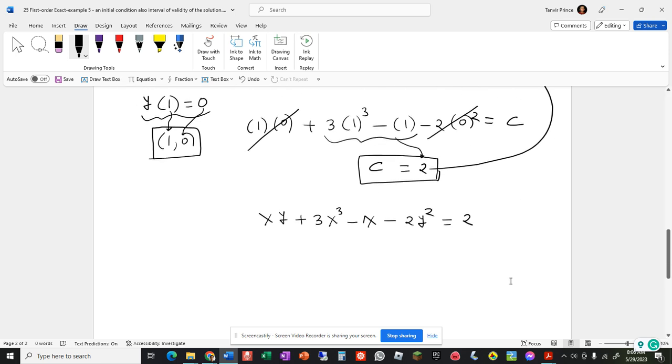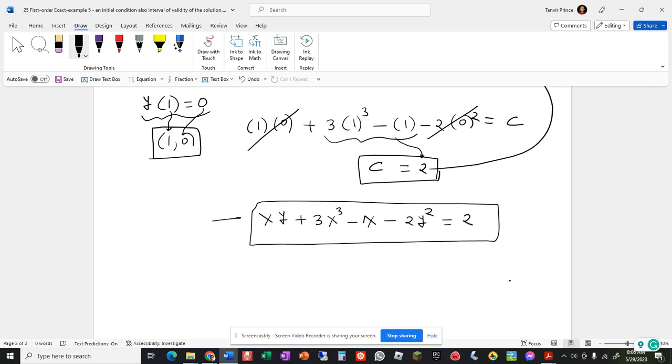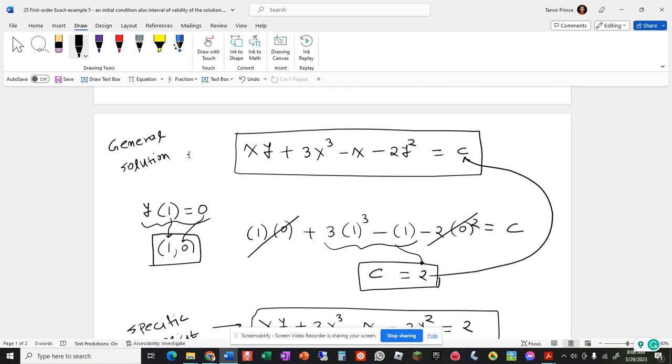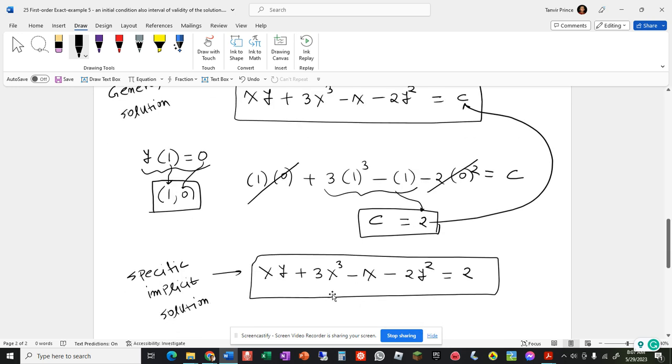So that's going to be my specific solution. It's still implicit. So this is the implicit specific solution, and this is the general implicit solution. Both are implicit because y is not solved in terms of x, right? So that answered part of this question.